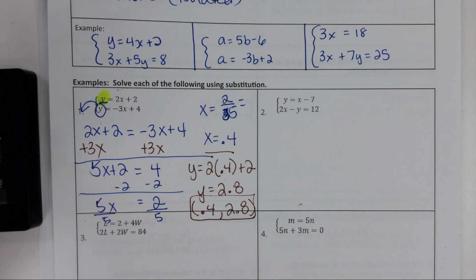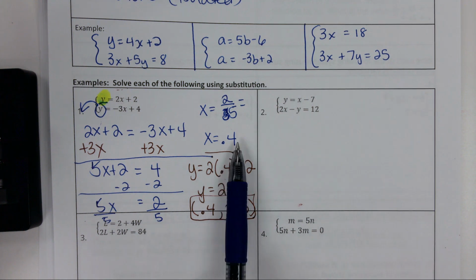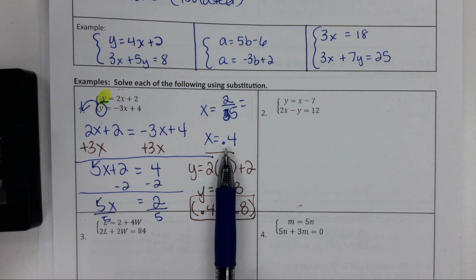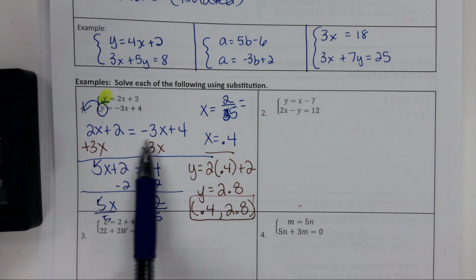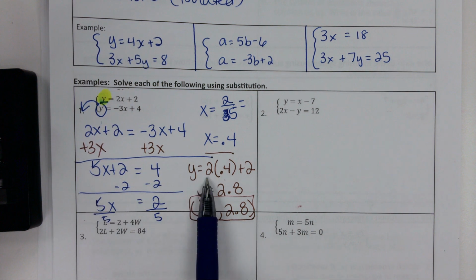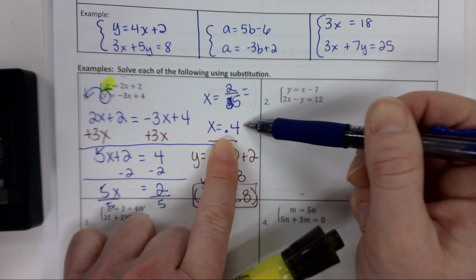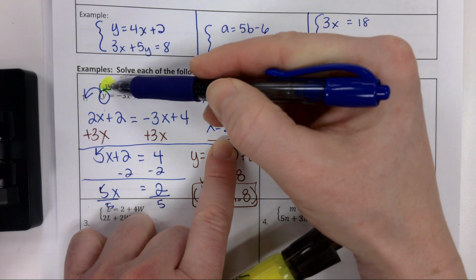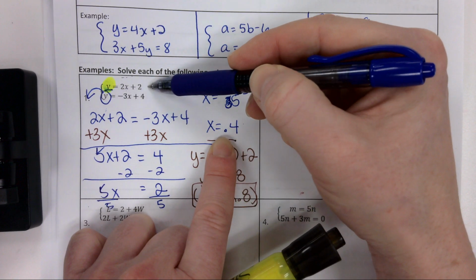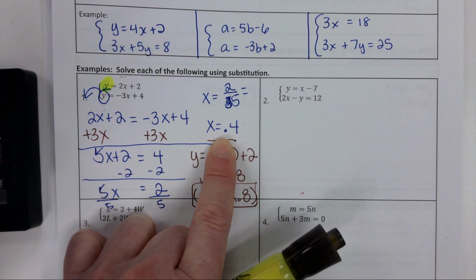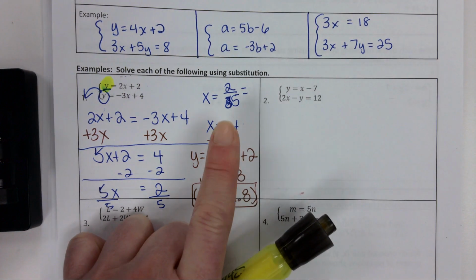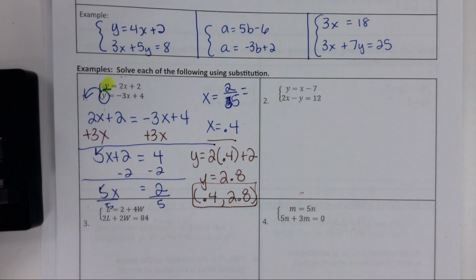Okay. Let's try another one. How did I get that? So I found the y because it says y equals 2 times x plus 2. I now know what x is. So I plugged it in for the x there to figure out what y is. So once you find the one, then you can plug it in to find the other.